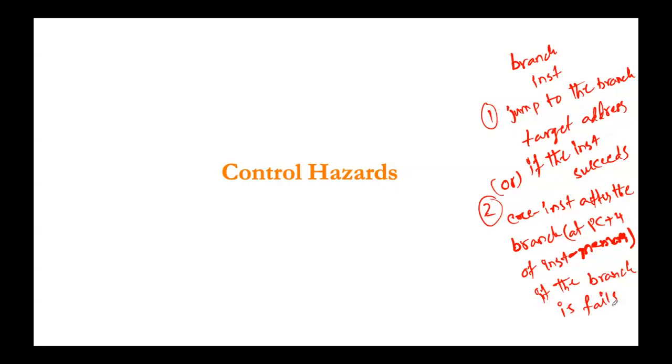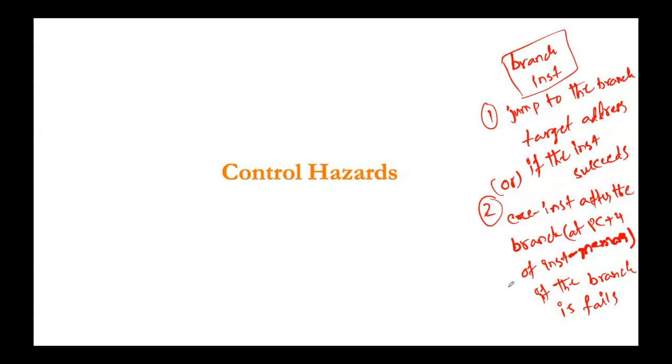The most common type of control hazard is your branch instruction, which has two results. One is to jump to the branch target address if the instruction succeeds, or to execute the instruction after the branch at PC plus 4 of your instruction memory if the branch fails.